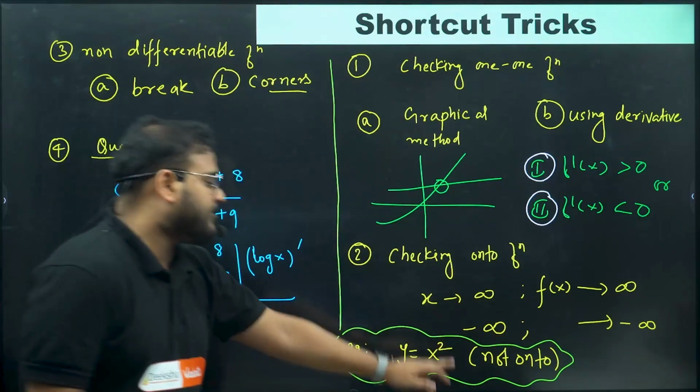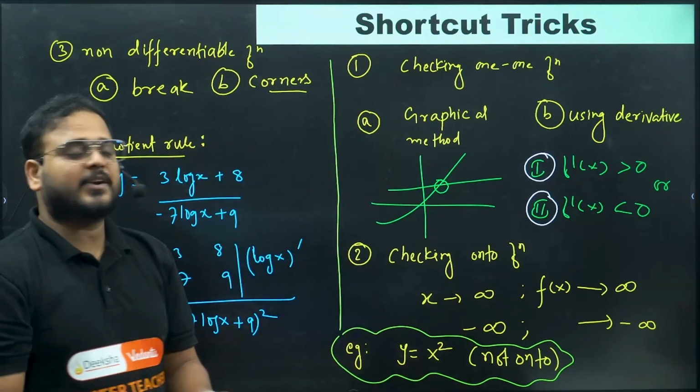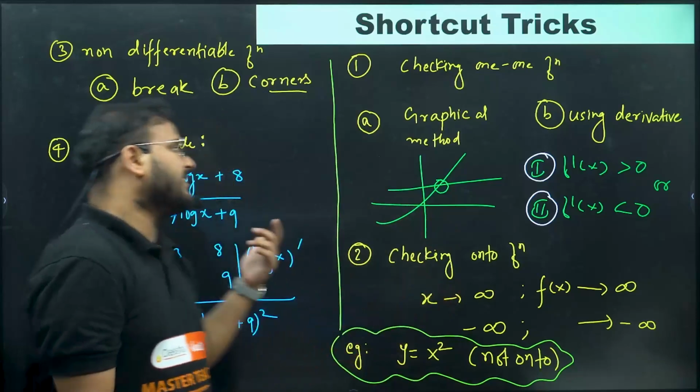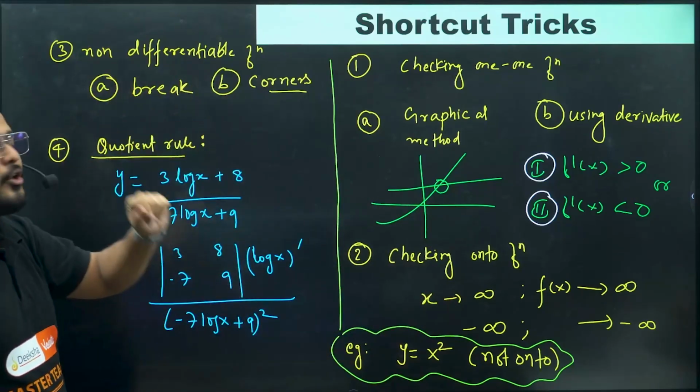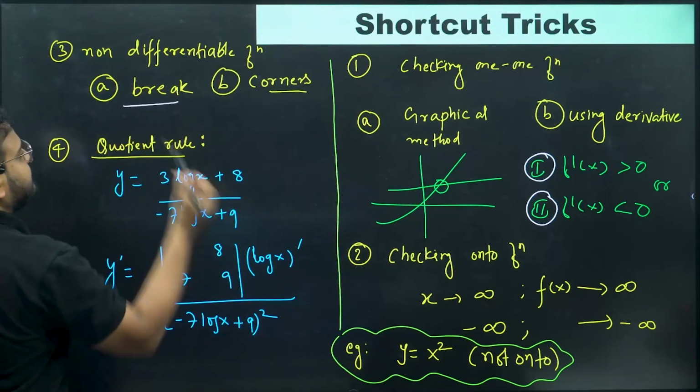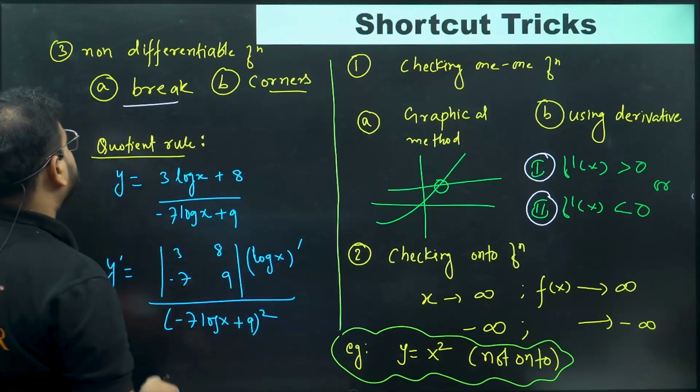Means this is not true, hence the function is not onto. Simplest way to figure out both the one onto functions. Next, what we have, checking for differentiable function. What are you going to do in this? Look for the break in the function. If it has a break, it is non-differentiable, okay?